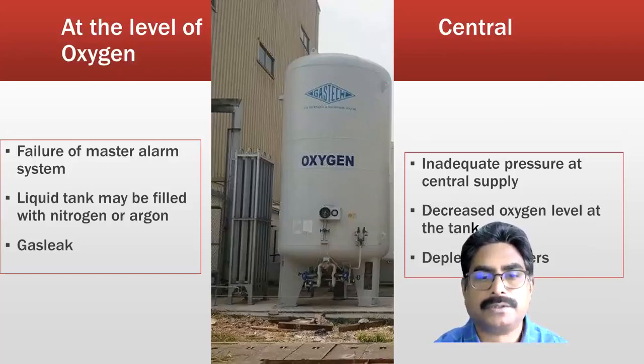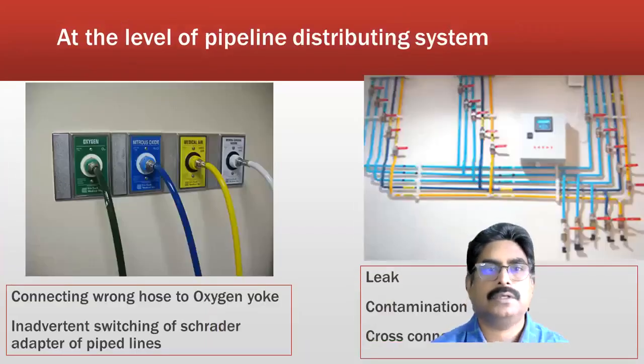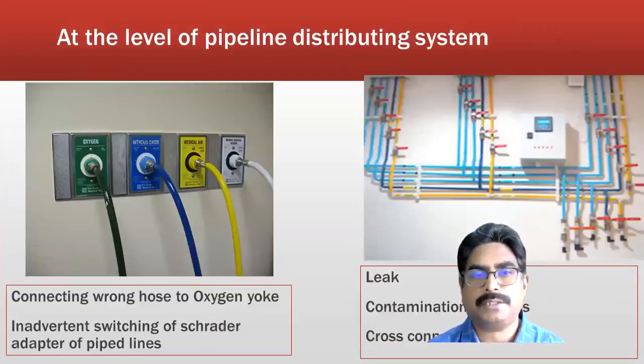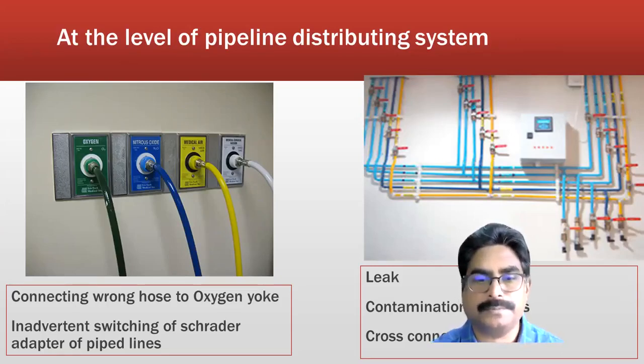Coming to the distribution system at the theatre level, there may be a wrongly connected hose to the oxygen yoke, that is wrongly coupled at the anesthesia theatre wall mount. Inadvertent switching of the Schrader adapter of pipelines may be the cause. In the distribution system, there may be a leak in the pipelines, or contamination of the gases, or cross connection of the pipelines.